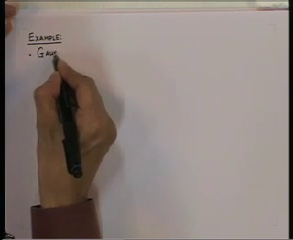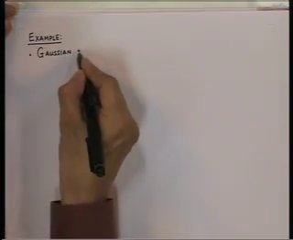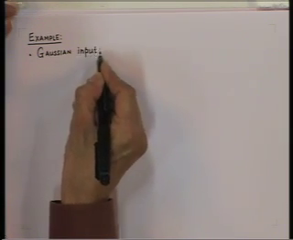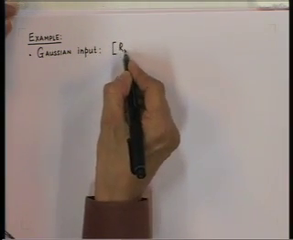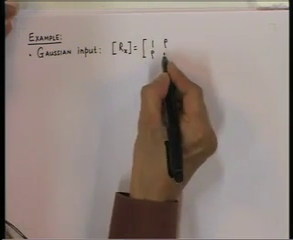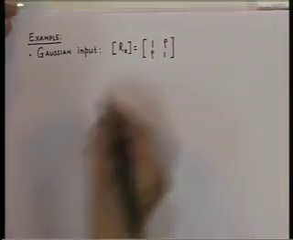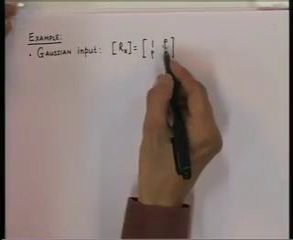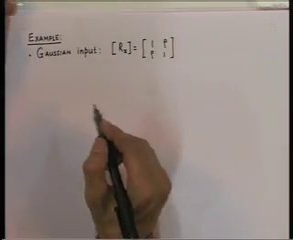So, let us take a simple example and obtain the KLT transform for a particular autocorrelation matrix. Let us assume that we have Gaussian input with the autocorrelation matrix given as follows, where rho indicates the correlation coefficient between the adjacent samples.